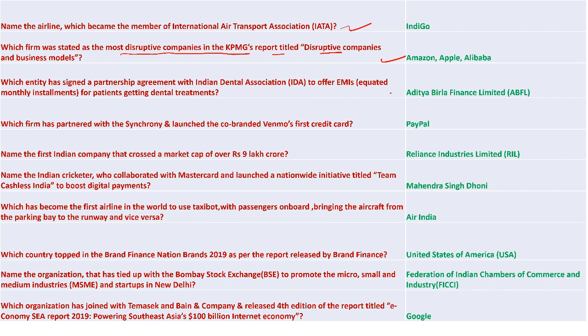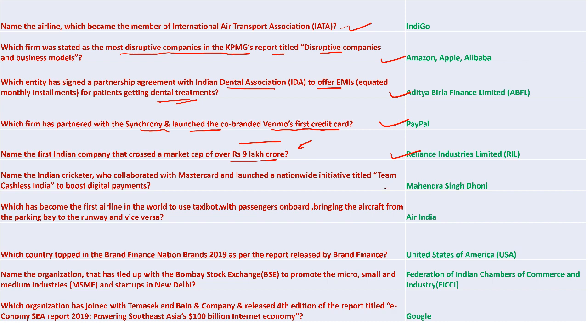All the business news here now. Aditya Birla Finance Limited has signed partnership agreement with Indian Dental Association to offer EMIs for patients getting dental treatment. PayPal has partnered with Synchrony and launched two co-branded Venmo credit cards. Reliance Industries has crossed 9 lakh crore. It is continuing to increase.